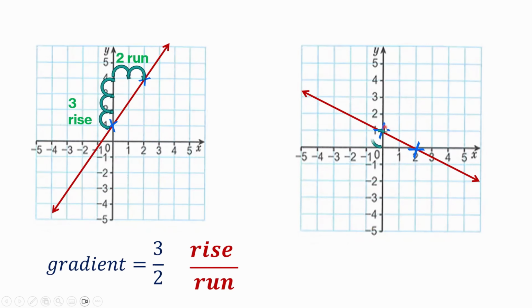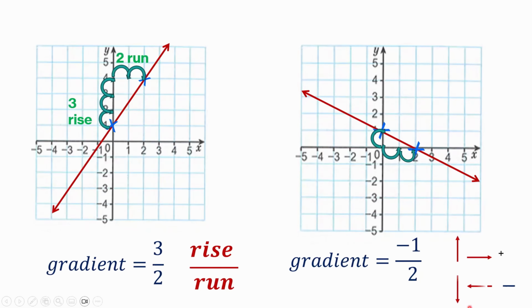I will move one step down. Remember, when I move down, it will be a -1. And then I will move 2 steps to the right. That will be positive. So my gradient is -1 over 2 because I moved 1 step down, which is -1, and 2 steps right, which is +2. That is the rise over the run. Generally, if I move up or right, that will be a positive number. If I move down or left, that will be a negative number.